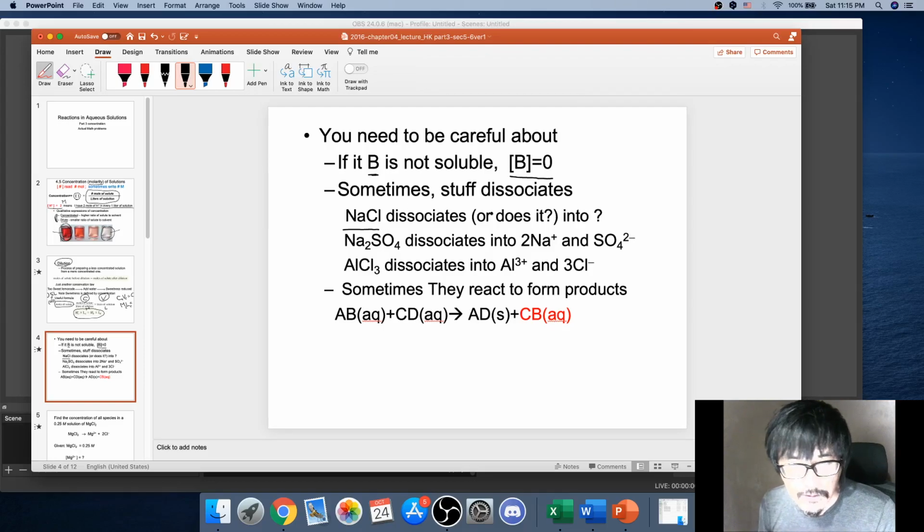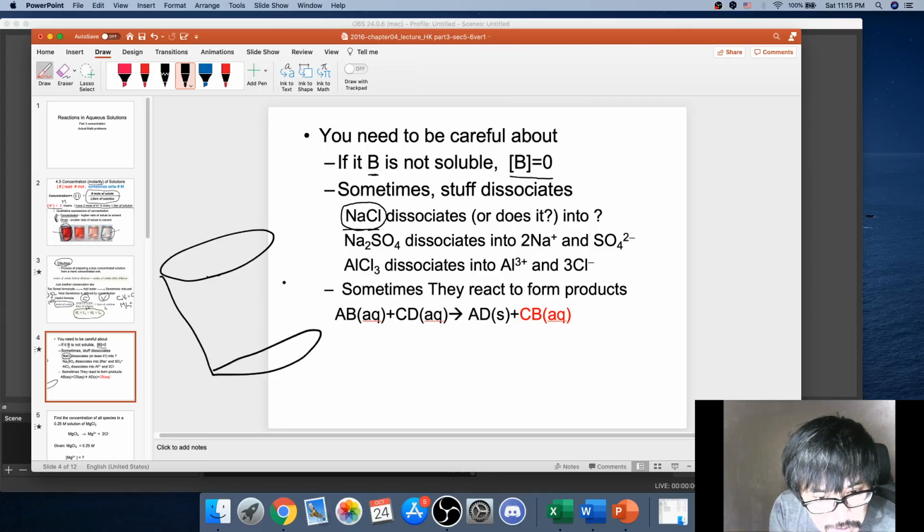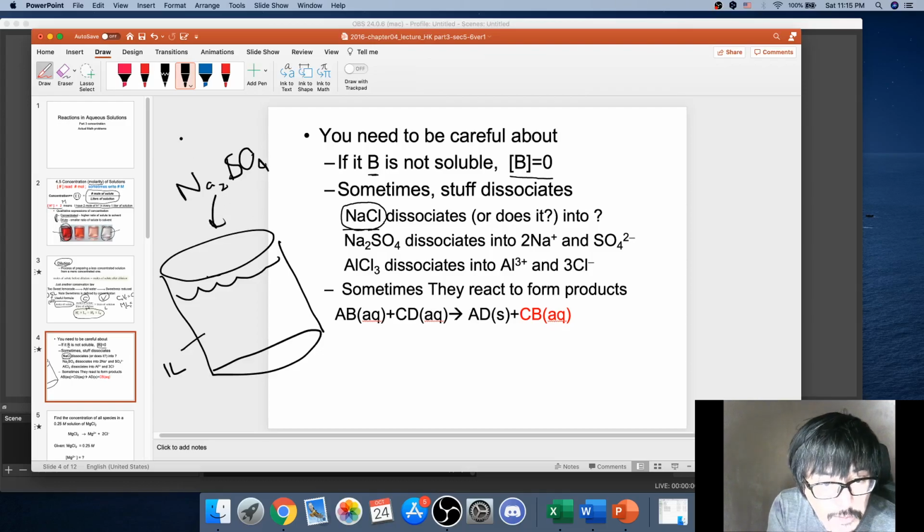So if I dump in 1 mole of this, you may end up with 1 mole of Na plus and Cl minus. There is no NaCl concentration there. And sometimes, let me try to write out this situation right here. The solvent is 1 liter of water, and then I dump in 1 mole of Na2SO4, 1 mole of that one. Then how much of this Na plus do I have?